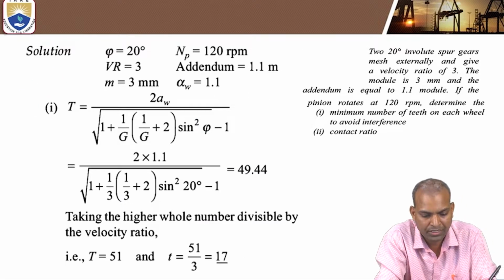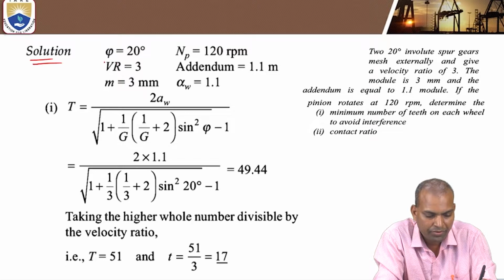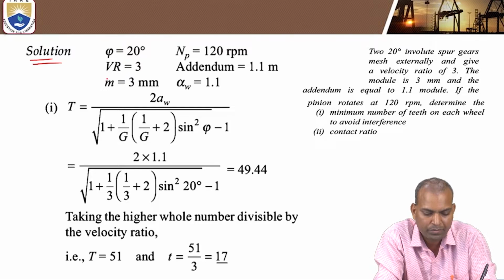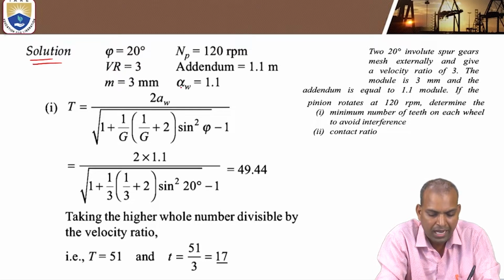So the problem begins here. The given data: the pressure angle is 20 degrees. The speed of the pinion is 120 revolutions per minute. The velocity ratio is given as 3. The addendum equals 1.1 times the module, and the module equals 3 millimeters.